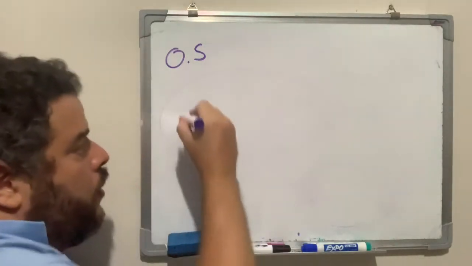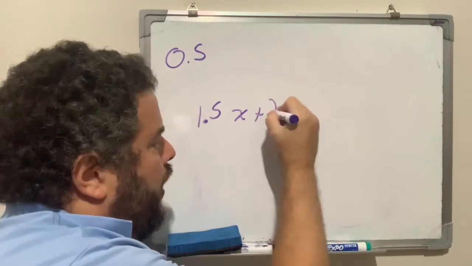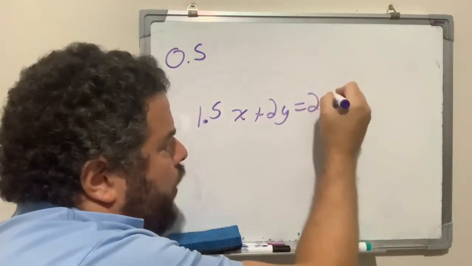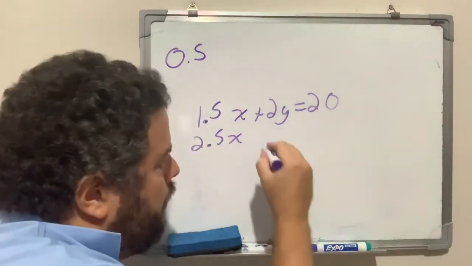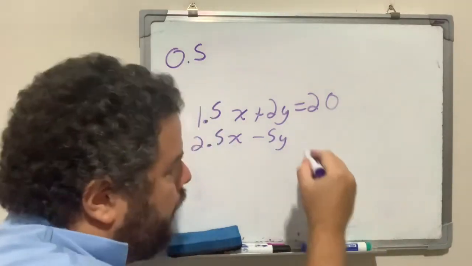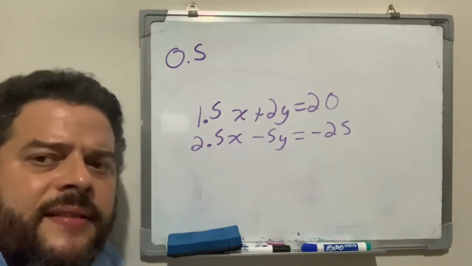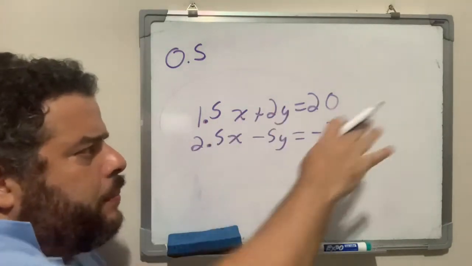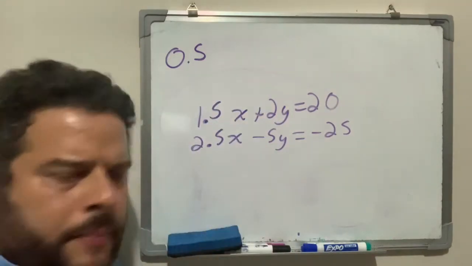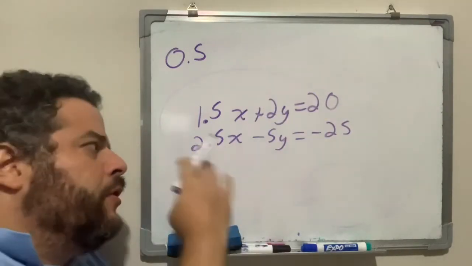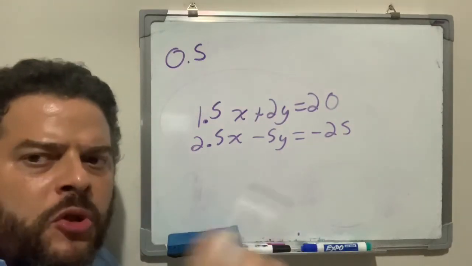And I'm told 1.5x plus 2y equals 20. And down here I have 2.5x minus 5y equals negative 25. Now note one thing. In a system of equations, you can multiply any line by a single number and it's not gonna change the system. I can multiply the top one by 2. I can multiply the bottom one by negative 1/2. If you multiply the entire line by the same number, you won't have a problem.